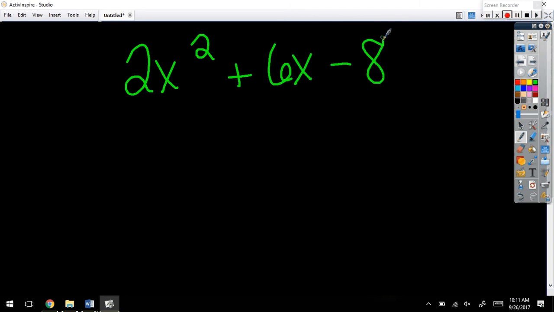This one's got 3 pieces instead. Okay? 1, 2, 3. Is there a GCF between these 3 terms? 2. Do you see why this one doesn't have an X? This one has 2 X's. This one has 1 X. This one has none. So you can't take something from somebody that doesn't have anything to give, right?